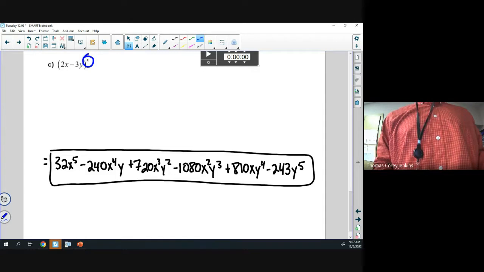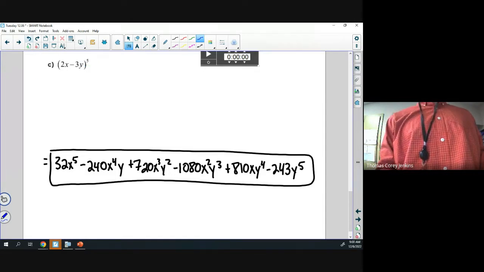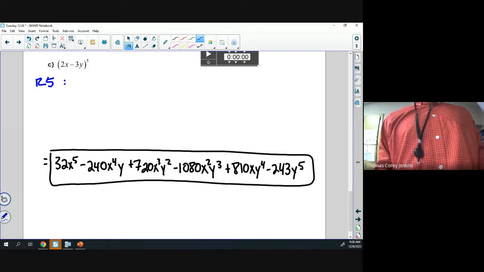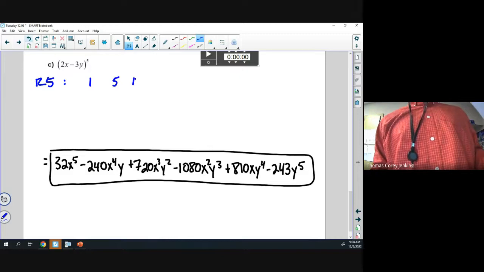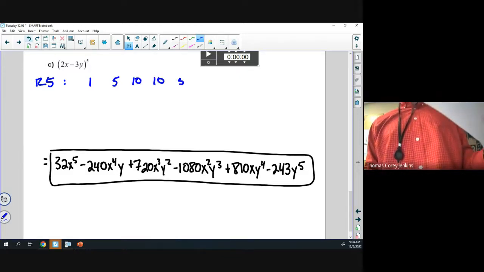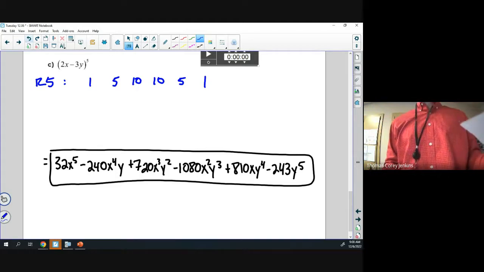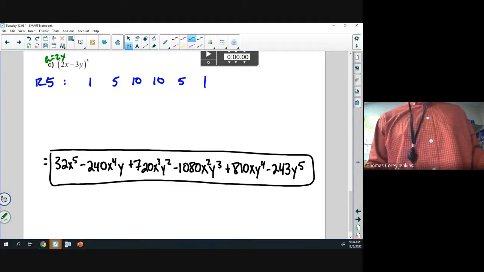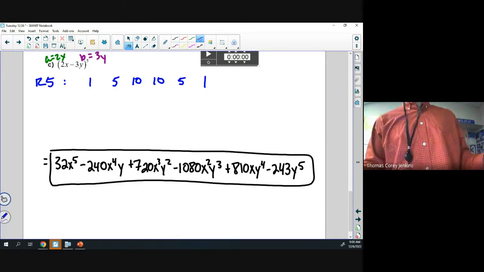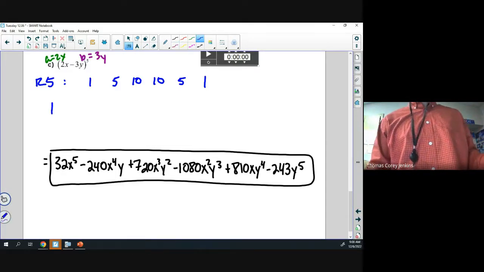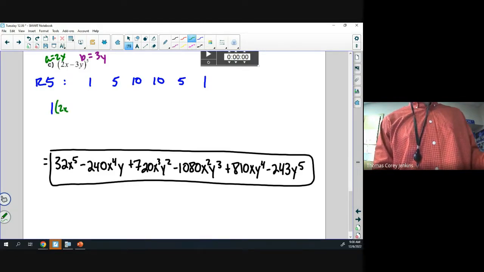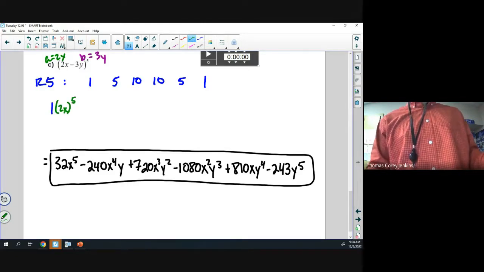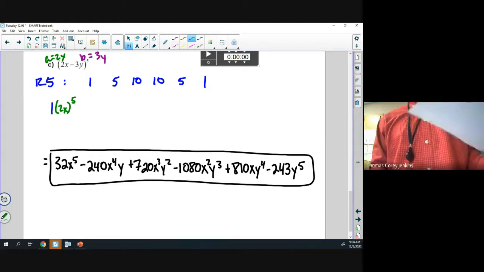we're raising this to the 5th power, so we want row 5 as far as our coefficients go. So row 5 of Pascal's triangle is 1, 5, 10, 10, 5, 1. And then we just follow our patterns from there, right? So in this case, we have A is 2x, B is 3y, and then we just get to it. All right, so first term is going to be 1, and then we have times 2x to the 5th times 1. Really, we can just leave that next term off.